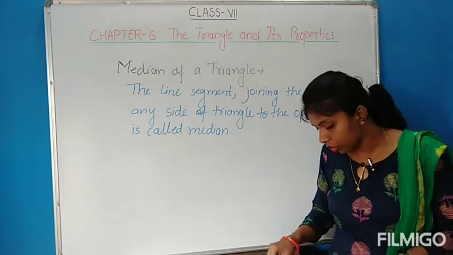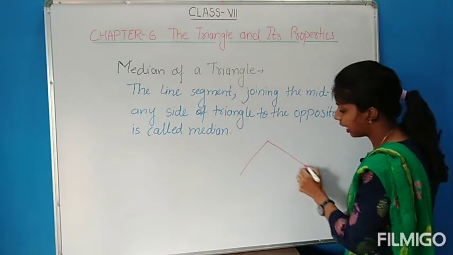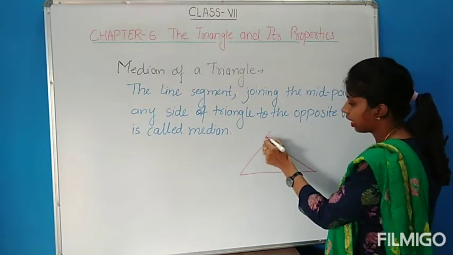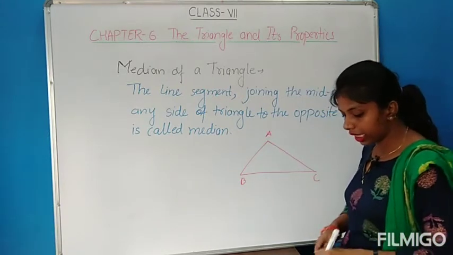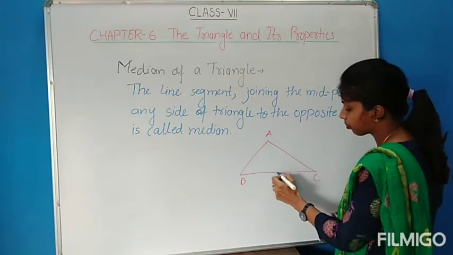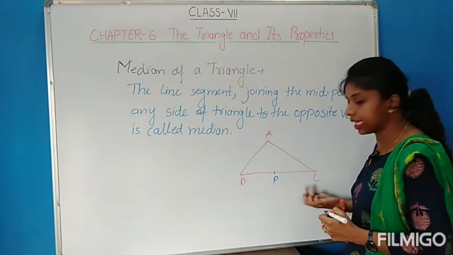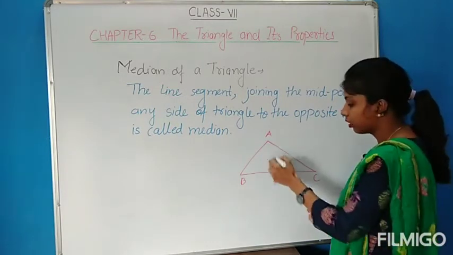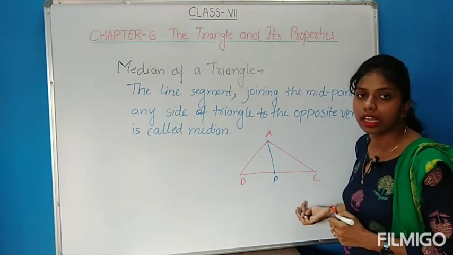Okay, suppose I am going to take an example. This is any triangle ABC. Now I am going to take the midpoint of side BC. Suppose it is P. The midpoint of BC is P. If I join A with P, then this is a median of this triangle.